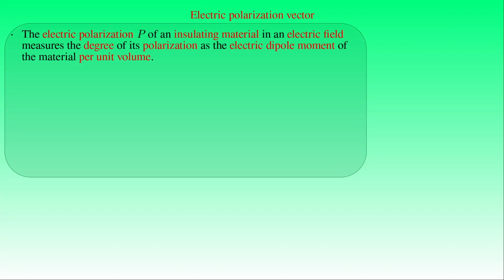We saw that in a dielectric that has become polarized in an external electric field, atoms or molecules develop or align their electric dipole moment in the direction of the field. The degree of the polarization of an insulating material in an electric field is characterized by the electric dipole moment of the material per unit volume, and it is called the electric polarization P of the dielectric.